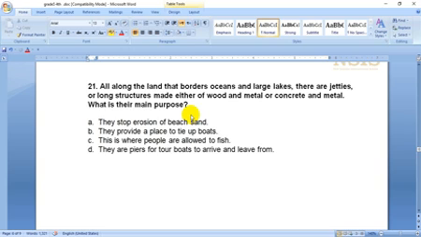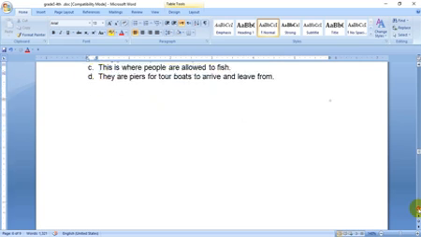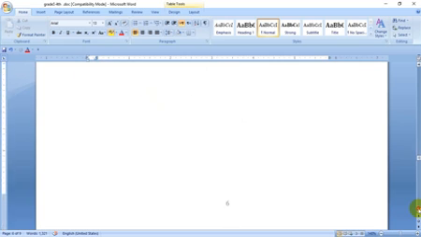So the main purpose for building the jetty is to stop erosion of the beach sand, because as we said, the waves bring sand and leave the sand on the shore, and the water goes back to the ocean, and by this time it makes the beach smaller and shallow. Next, question 22.